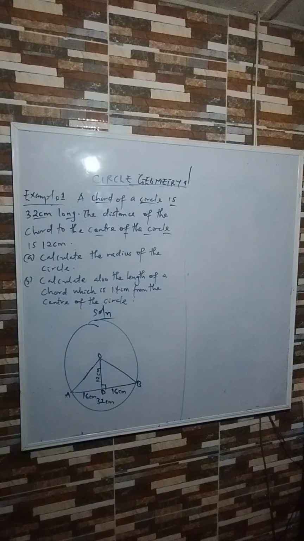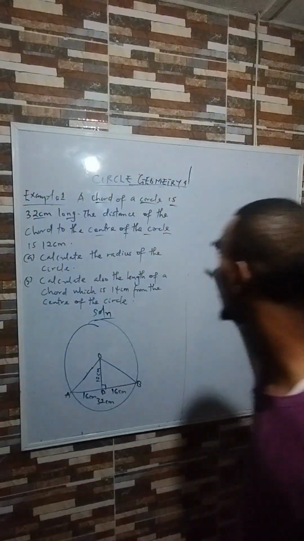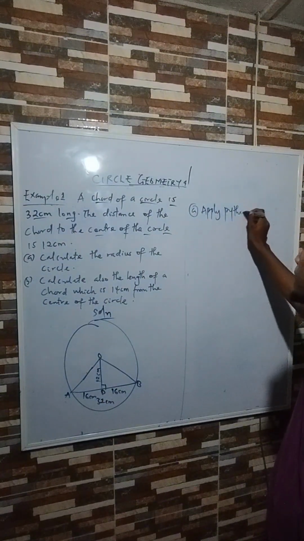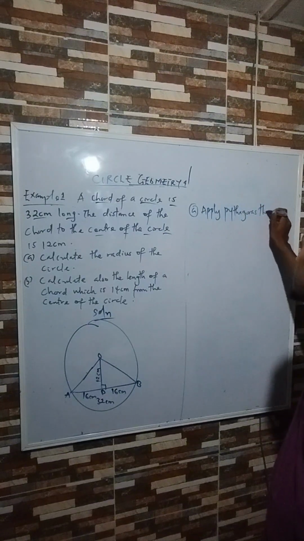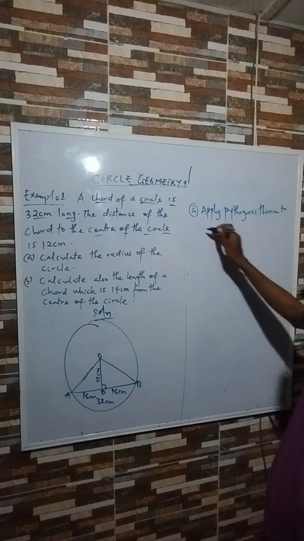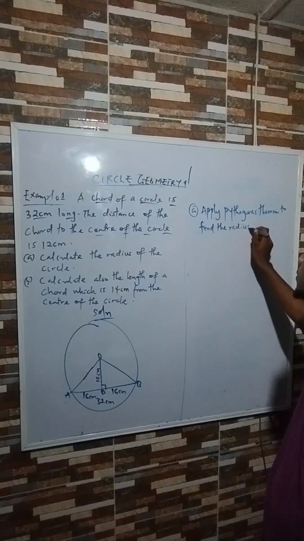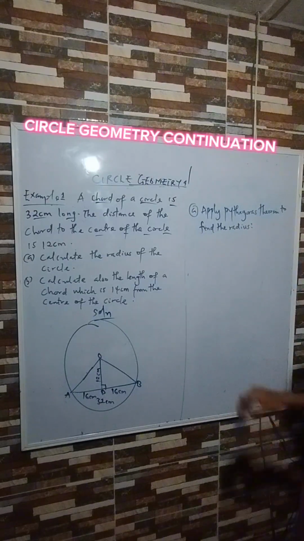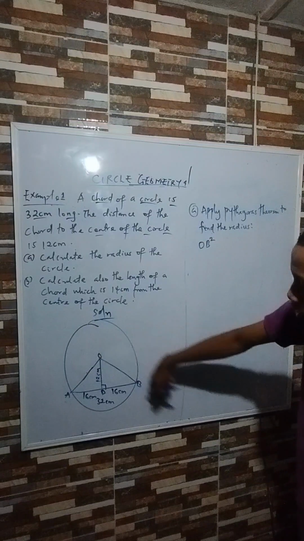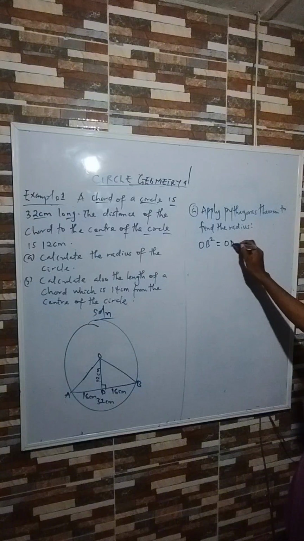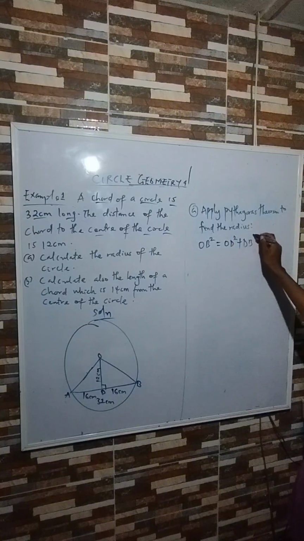So to find the first question, we have to find the radius. We can apply Pythagoras theorem to answer that particular question. So apply Pythagoras theorem for A, to find the radius. So we are now saying that our OB square is equal to OD square plus DB square.